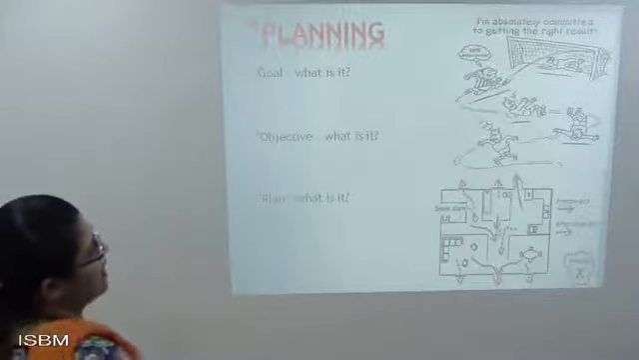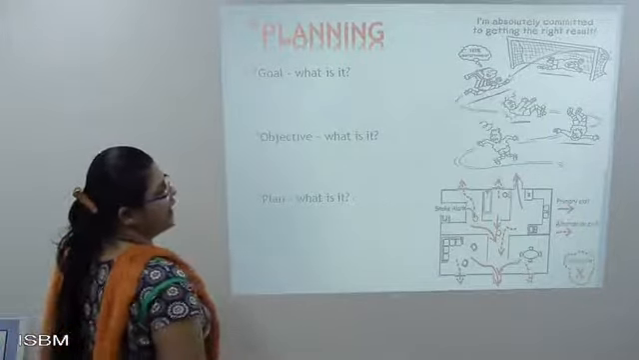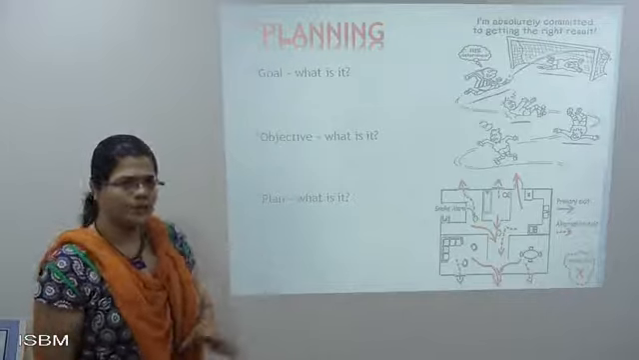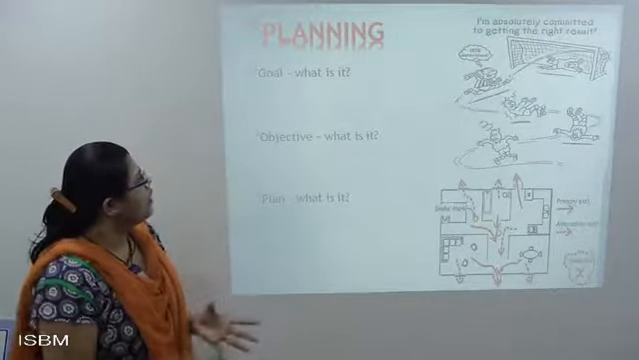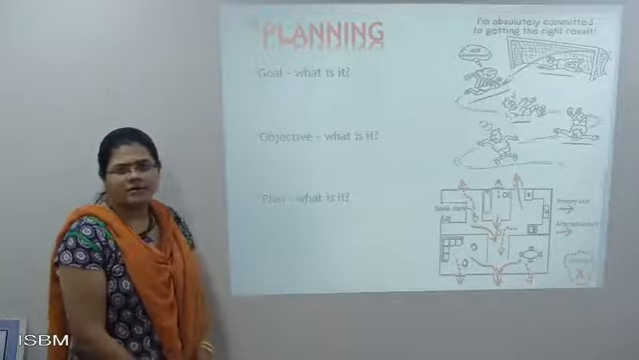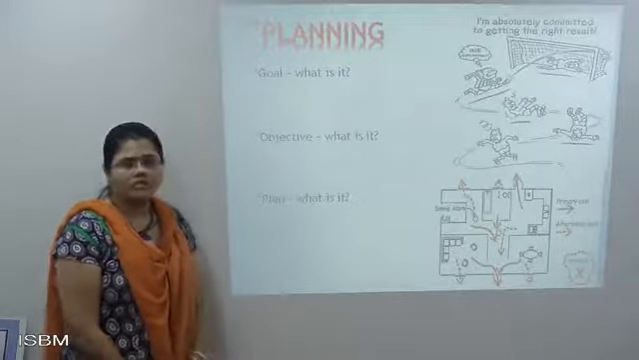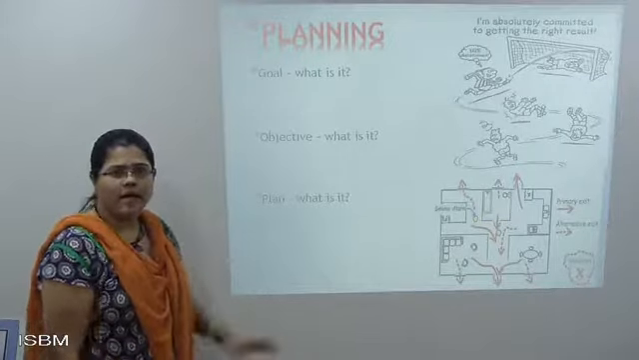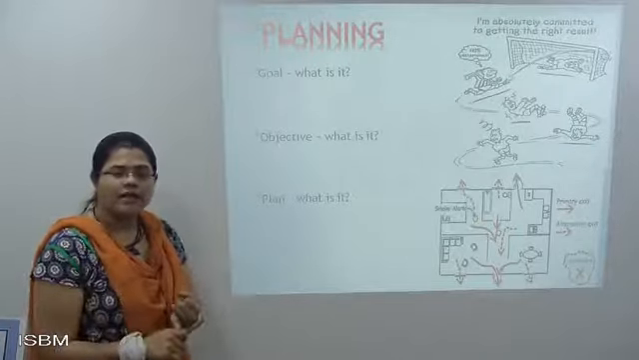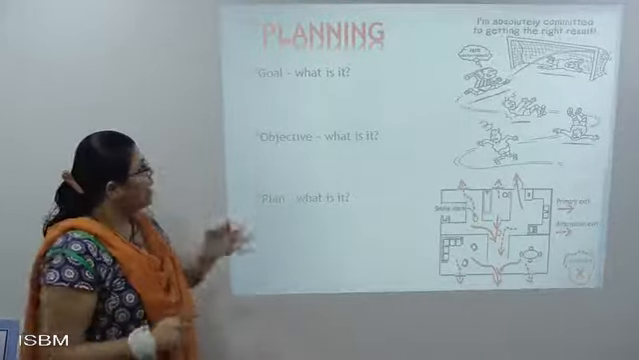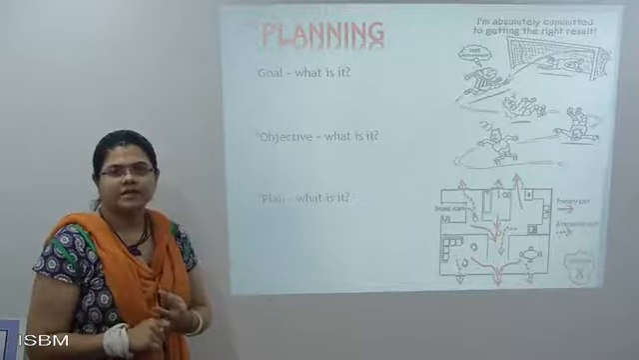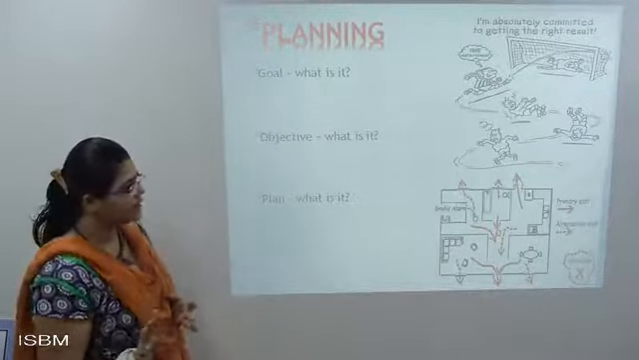Now, what is planning? It's an absolute commitment to get the right result. Why do we do this? Because planning is important to get a proper result. Goals, objectives and plan. These are the things. Here certain goals, objectives and plans are made, and in this scenario planning is done. So planning is your goal, your objectives, and third, your plan. In this system, planning is given major importance.